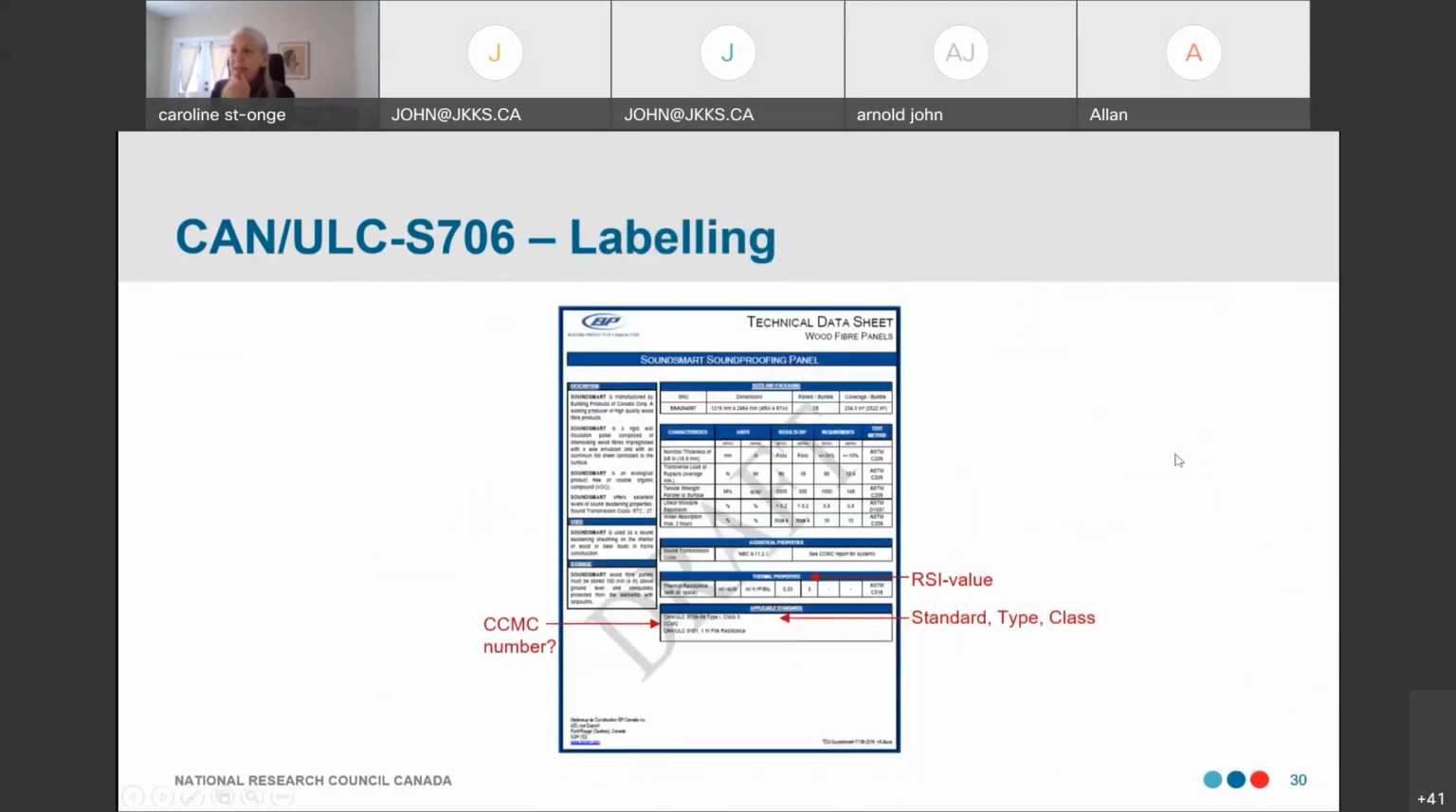In terms of labeling, I haven't found a fiberboard panel to show you a label on the actual board, but I'm showing here the technical data sheet for a wood fiber board, and they are showing the thermal resistance value here, which is correct. They are showing the standard identification with the type and class. The CCMC number is not stated. They show CCMC, they should have stated the number. So in doubt, you may contact CCMC and ask if a specific product has been evaluated by CCMC.